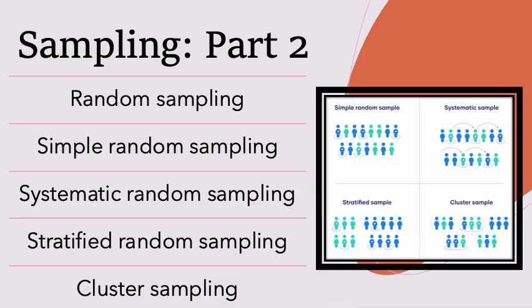Systematic random sampling begins by assigning a number to each subject in the population and then selecting every Xth person, where X is the population size divided by the desired sample size. In other words, if you have a population of 100 people and you want a sample of 20 people, 100 divided by 20 is 5.